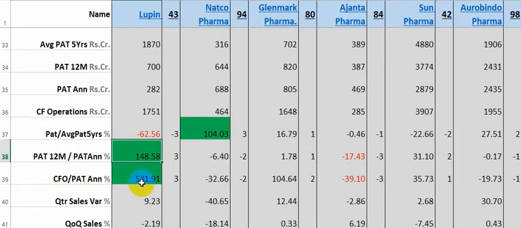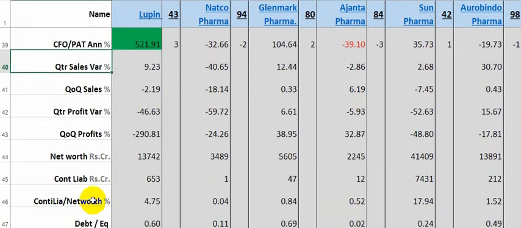In terms of cash generation, how much of the profit was transferred or converted into cash, Lupin managed to convert the maximum of its profit into cash, whereas Ajanta Pharma fell short by 39%.